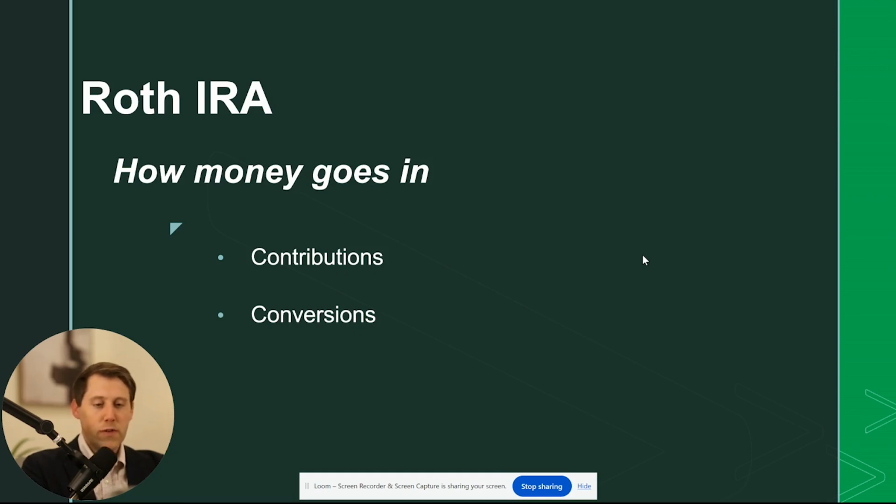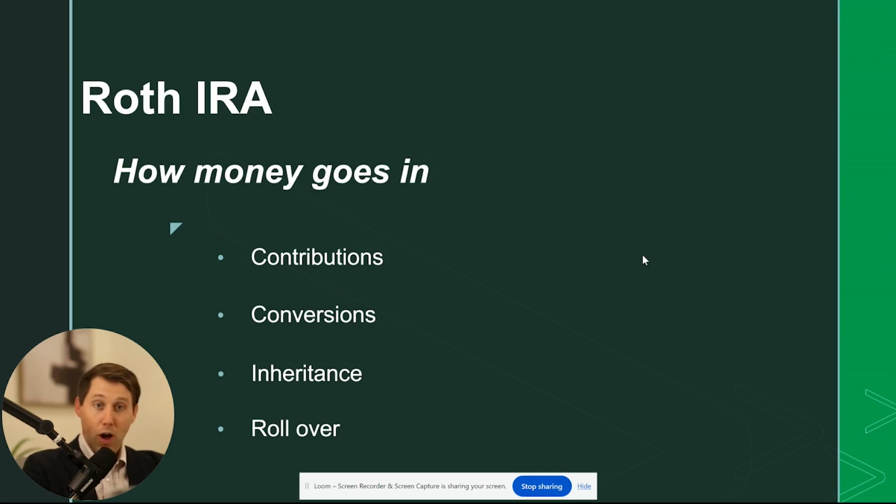So there's two different ways to get money in: contributions and conversions. You also may end up with money in a Roth IRA through an inheritance, if you inherit one of these. And then last but certainly not least is from a rollover. A rollover is really just a way of thinking of an account transfer.